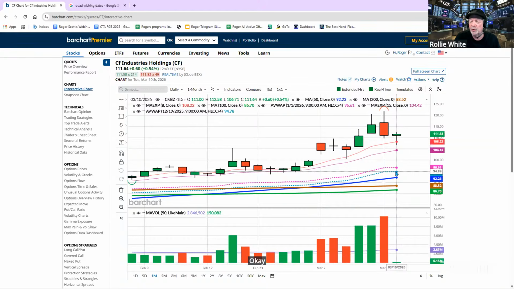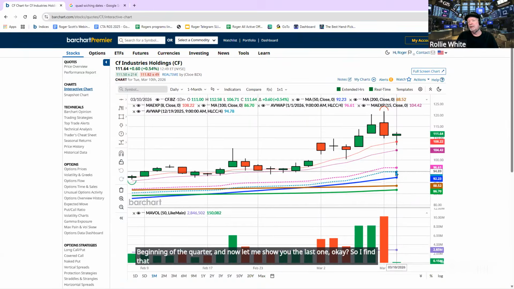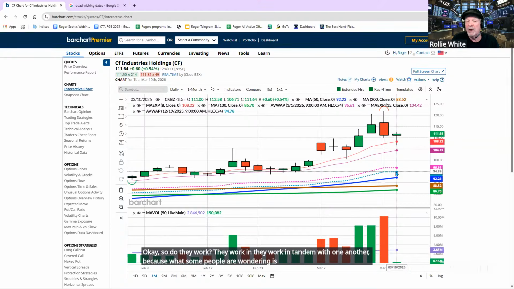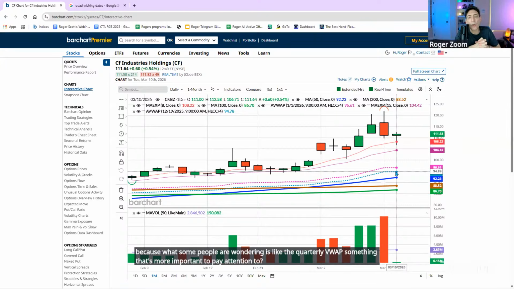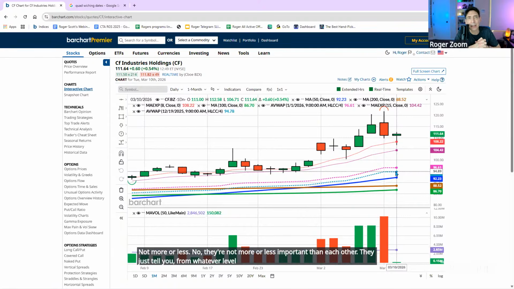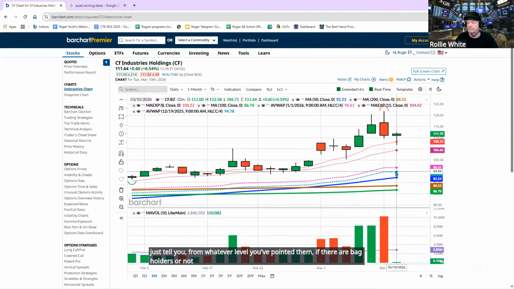Okay. So they work in tandem with one another, because what some people are wondering is whether the quarterly VWAP is something more important to pay attention to. Not more or less. They're not more or less important than each other. They just tell you, from whatever level you've pointed them, if there are bag holders or not. So it just depends on the level.